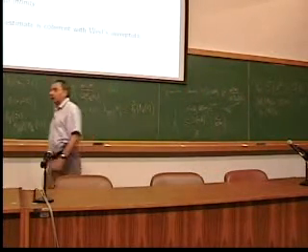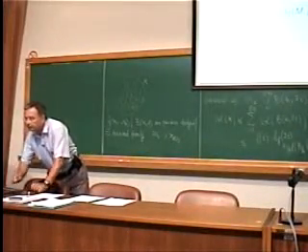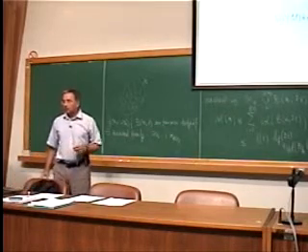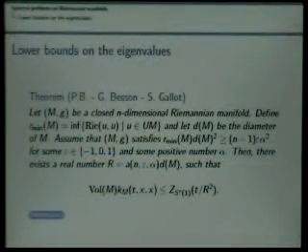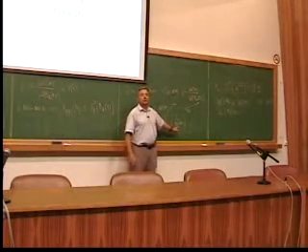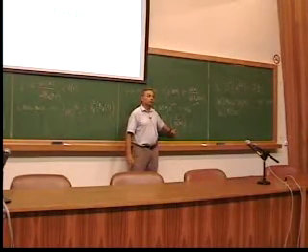Okay, and last time I mentioned this theorem, and if you look at the corollary, what this theorem tells you is that you can bound the eigenvalues from below in terms of the lower bound of the Ricci curvature, so that's the same as here, but you don't put the volume, what you have to put is the diameter.